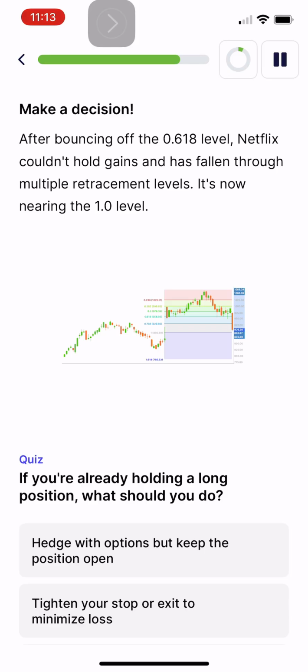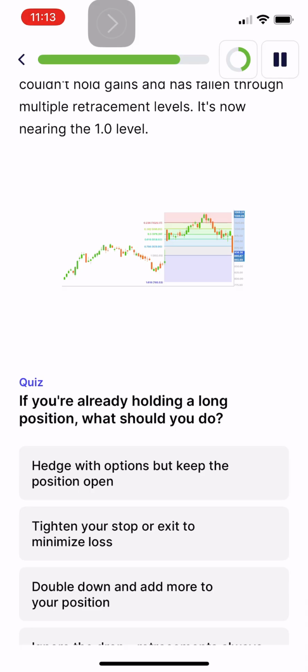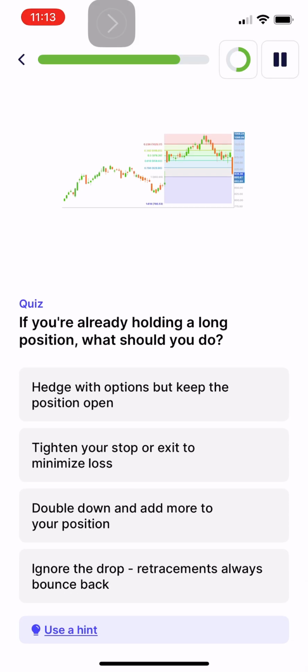Make a decision. After bouncing off the 0.618 level, Netflix couldn't hold gains and has fallen through multiple retracement levels. It's now nearing the 1.0 level. If you're already holding a long position, what should you do?